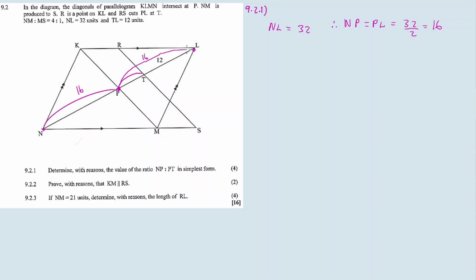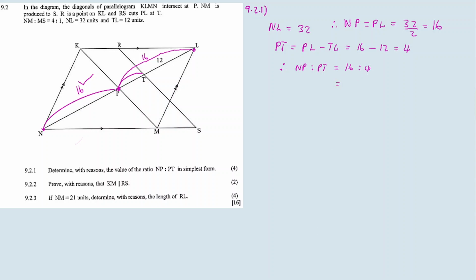From P to L is what? It is 16. But I want the ratio between NP and PT, so I now need PT. PT is equal to PL minus TL. PL is 16, TL is 12. What is the difference between the two? It is in fact 4 units. Therefore, the ratio between NP to PT is equal to NP, which is 16, and PT, which is 4.